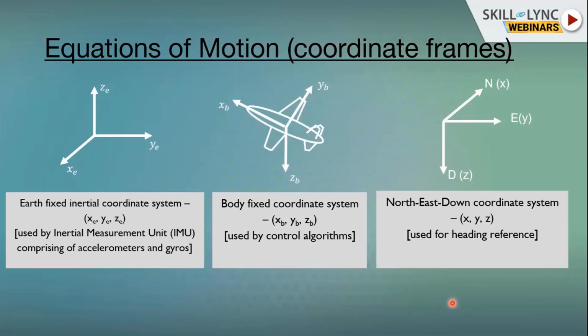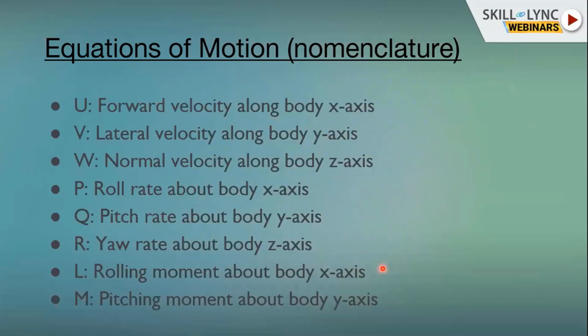The one on the right is a north-east-down coordinate system. It's again a reference frame. When an aircraft is airborne and flying, the pilot can clearly see the north because of the instruments. So there is a north-east-down reference frame that is associated with the aerospace system community. That's more than what we need.